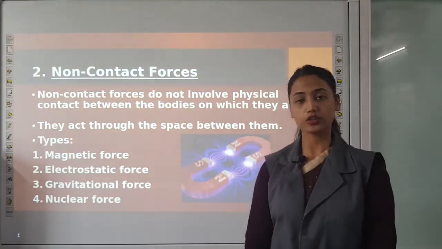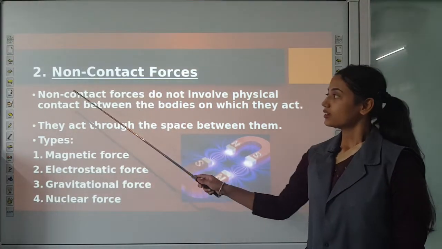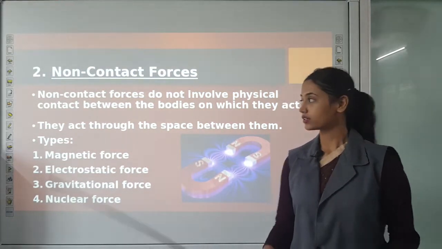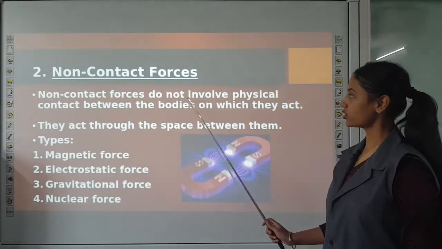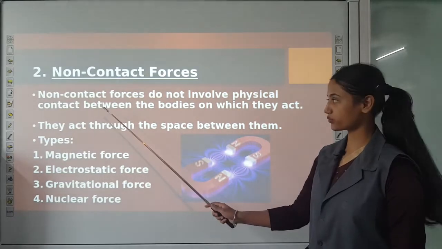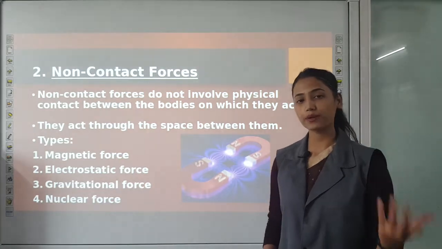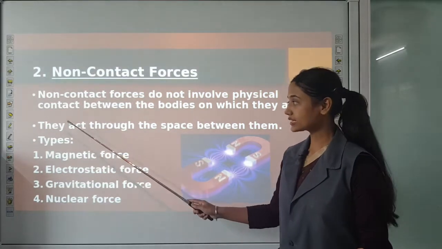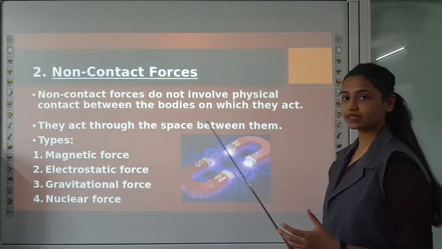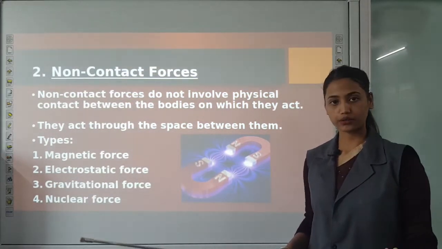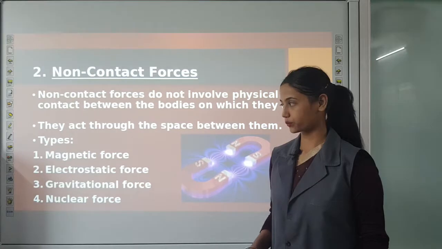Now let's talk about non-contact forces. Non-contact means no physical contact is required. Non-contact forces do not involve physical contact between the bodies on which they act. So how can we apply that non-contact force? It acts through the space between them. Only the space between two objects is required. No physical contact, no touching is required.